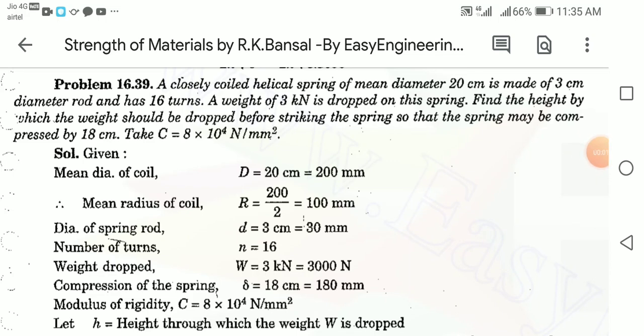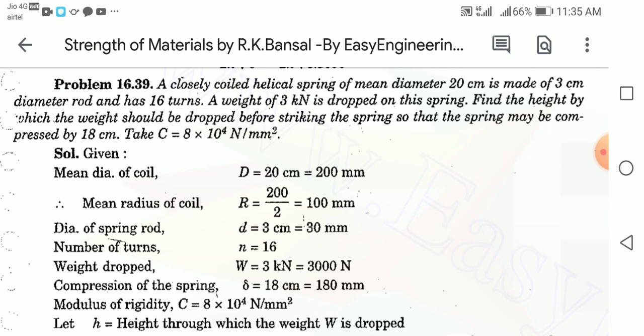So the problems in helical spring: a closed coiled helical spring of mean diameter 20 centimeter is made of 3 centimeter diameter rod and has 16 turns. A weight of 3 kilonewton is dropped on this spring. Find the height by which the weight should be dropped before striking the spring so that the spring may be compressed by 18 centimeter. Take C as 8 × 10^5 Newton per millimeter squared.